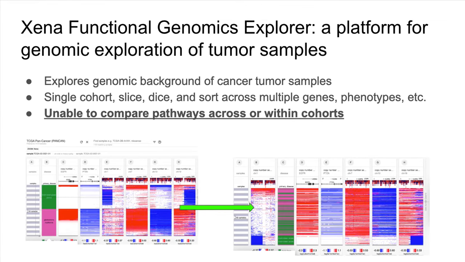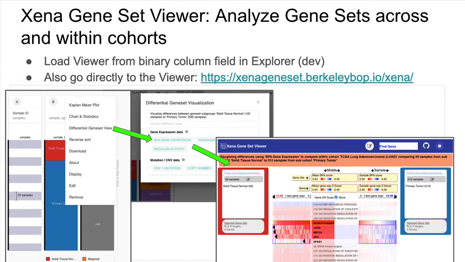You can slice and dice it in a variety of different ways and resort columns, looking at a very tissue level view across all these different types of data. One of the things you can't do is compare pathways across or within cohorts. So to that aim, we built the Xena Geneset Viewer, which analyzes genes across and within cohorts.